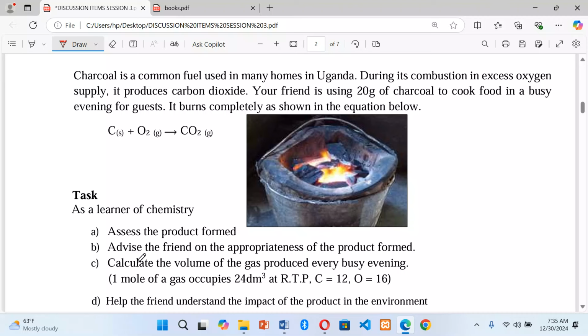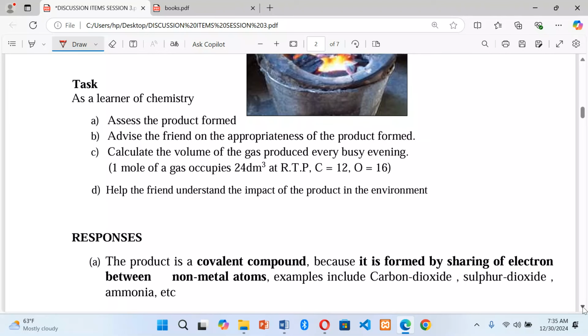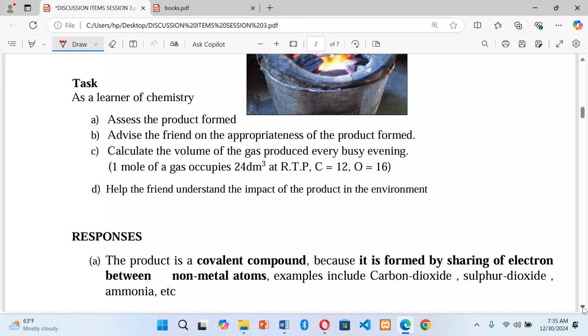Part C. Calculate the volume of the gas produced every busy evening. They have given us 1 mole of a gas occupies 24 decimeter cubed at RTP. And the molar mass of carbon, 12, oxygen, 16. Then finally, you help the friend understand the impact of the product in the environment. So we can see how best we can respond to these items.